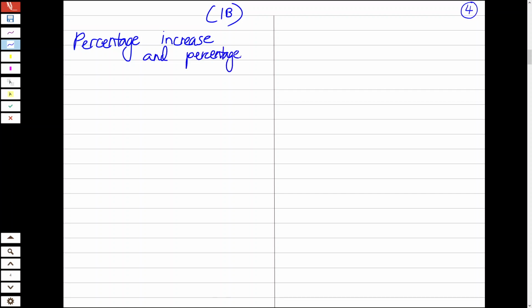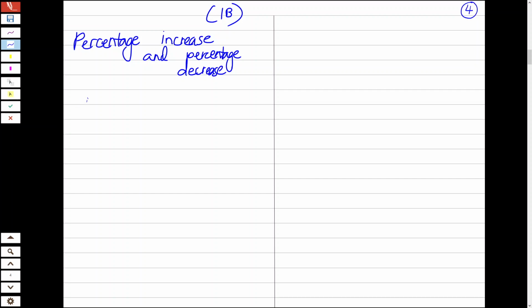Alright, so we're just going to add one more layer on top of percentages to finish off today's class. So this is now 1b. And that is percentage increase and percentage decrease. Do you remember doing this last year? Okay.